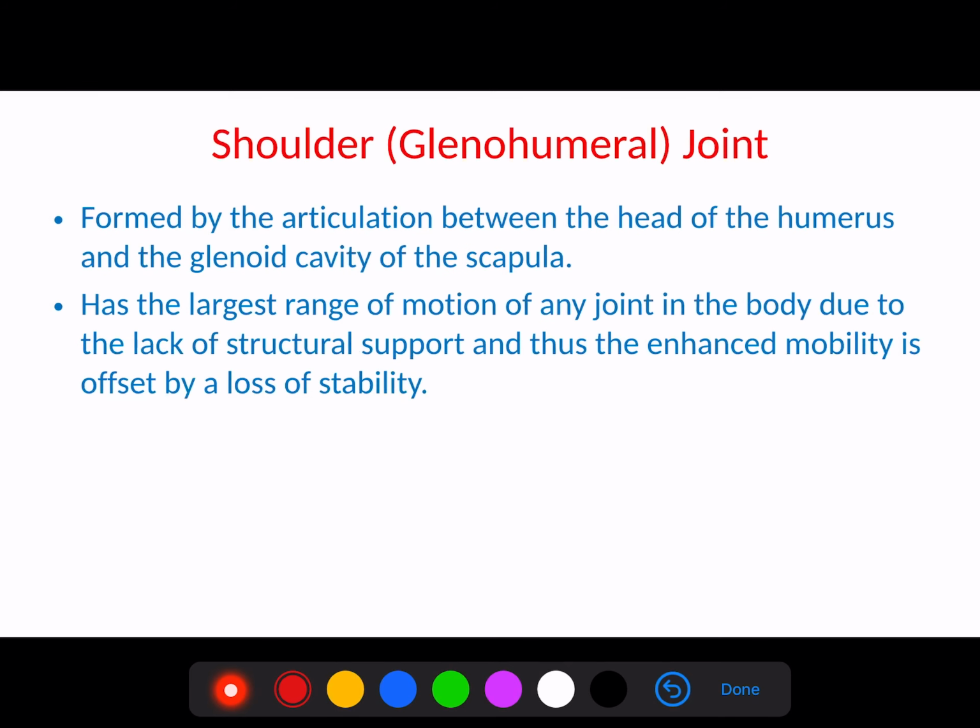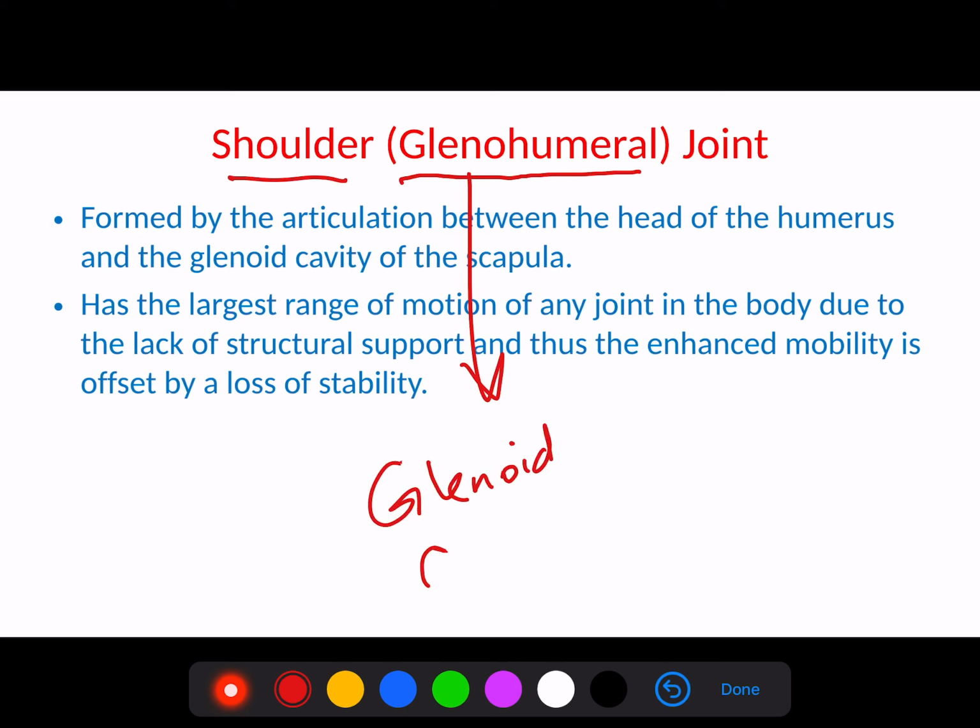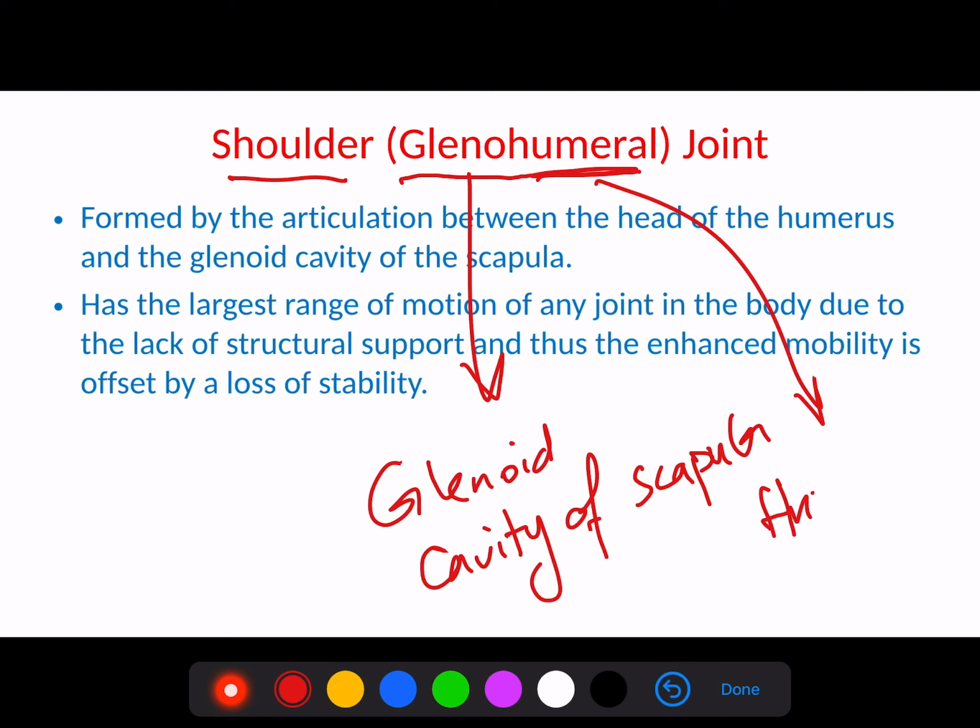Now, the first one is the shoulder, or something called the glenohumeral joint. Gleno because it's articulating with the glenoid cavity of the scapula, and the humeral from the humerus. Okay, so it's the articulation between the humerus and the glenoid cavity of the scapula.